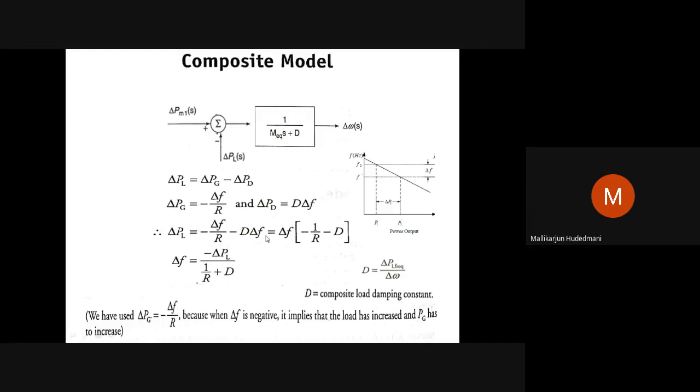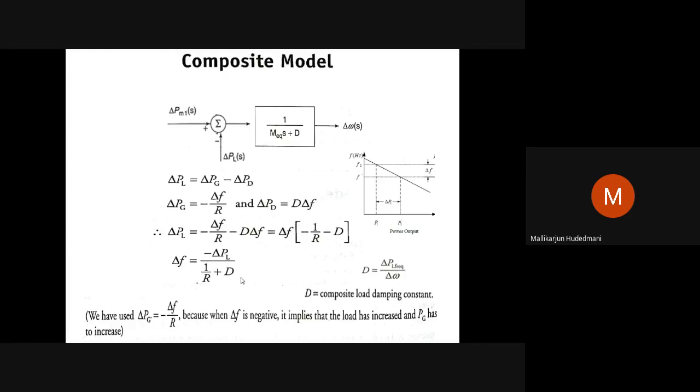This is the area's reflection on the drop in frequency. Together is a change in load to be addressed. For this to be addressed, there is a term delta F. So delta F, you take it out. Delta F equal to minus 1 by R minus D. Take this minus outside again. It becomes delta F equal to minus delta PL divided by 1 by R plus D. Now we got a simple equation.